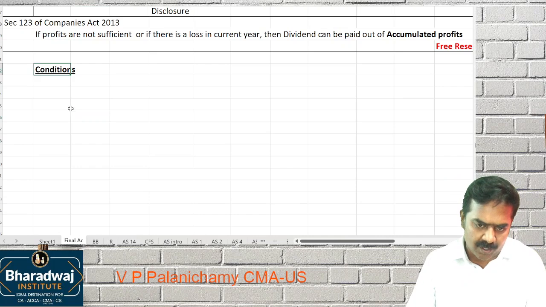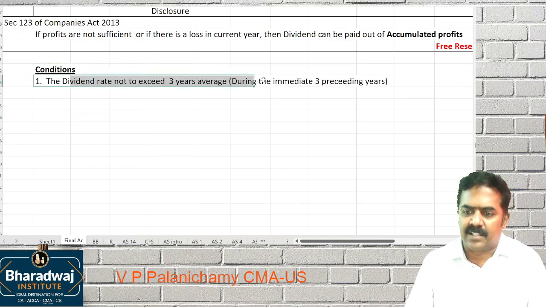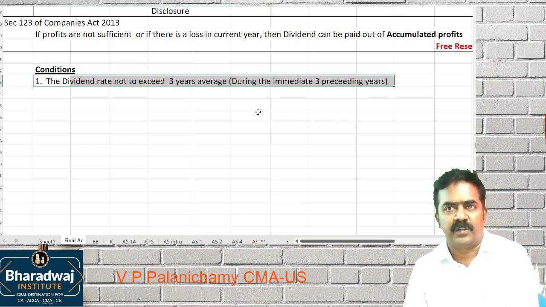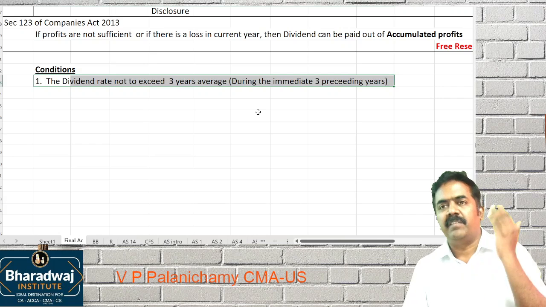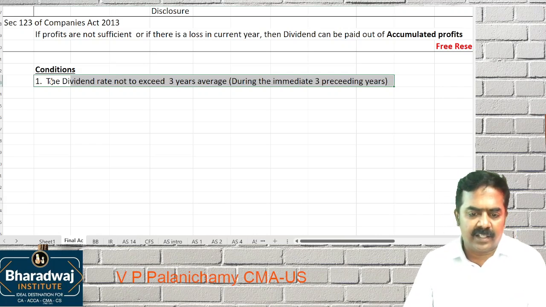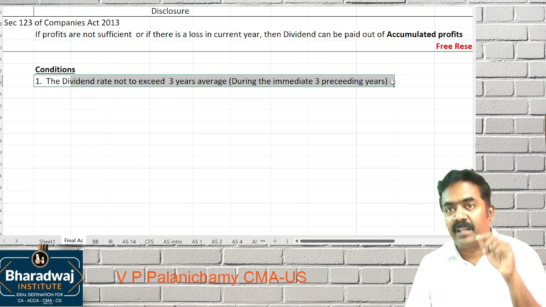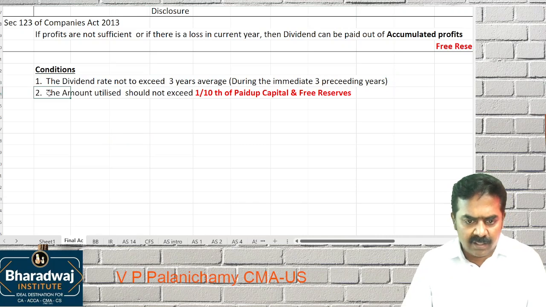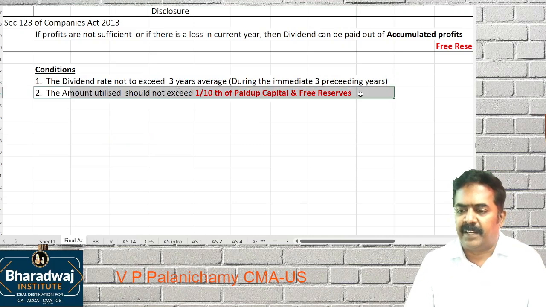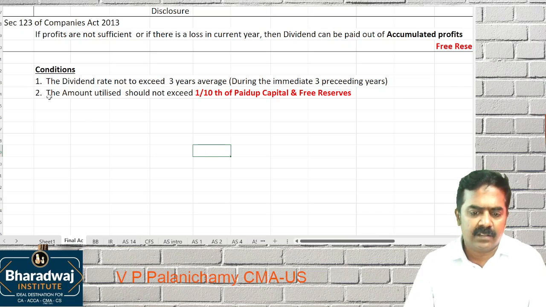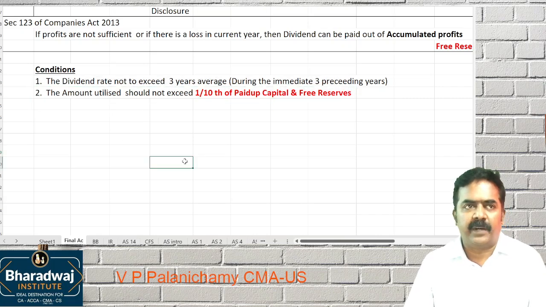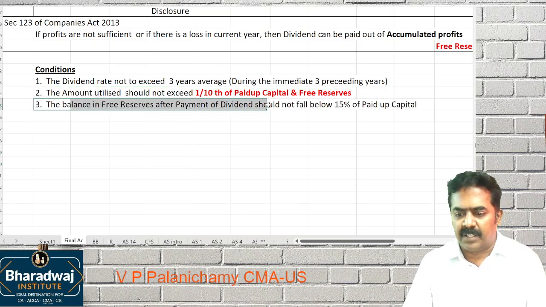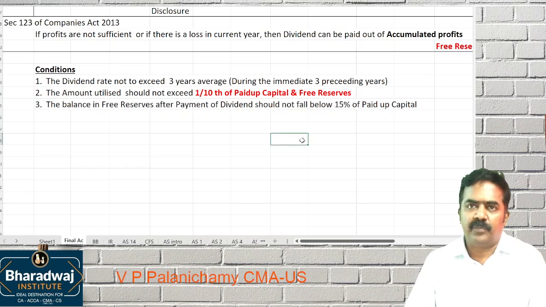So what are the rules? Number one, the dividend rate cannot exceed the last 3 years average. Suppose you are declaring dividend for 2024-25, ignore this year. Take the dividend rate of the previous 3 years. Whatever you pay in the current year should not exceed that average. Then the amount utilized should not exceed 1/10 of paid up capital and reserves. Then the balance in free reserves after the payment of dividend should not fall below 15% of paid up capital.